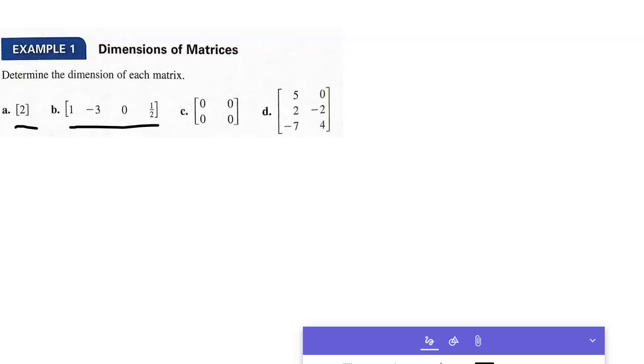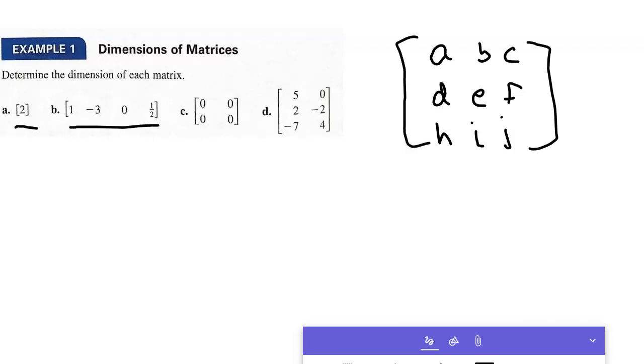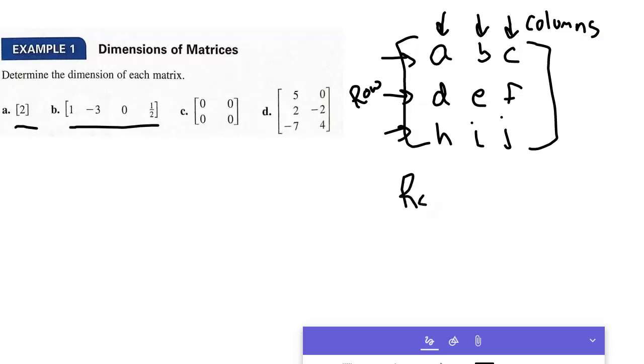When you do a matrix, say you have A, B, C, D, E, F, H, I, J, and we just have a set of numbers. These are called rows, and these going down are called columns. What we're after is, in this case, we label our rows first and our columns second. So it's always rows by columns.